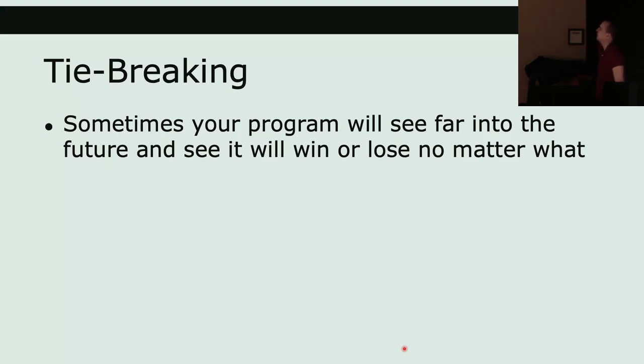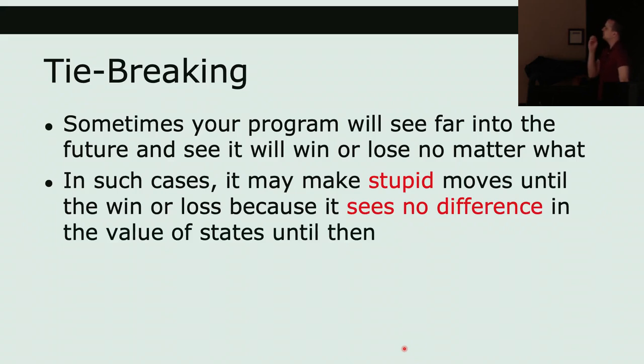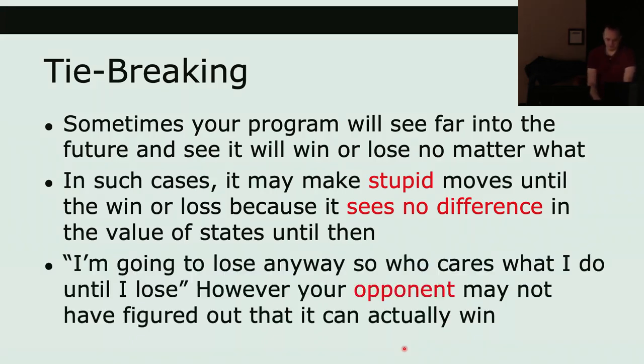And why is that? Well, sometimes your program is looking far into the future, 10, 15, 20 moves if you've programmed it really well. And what it sees is, okay, no matter what I do, I'm in such a good position, I'm going to win. Or no matter what I do, I'm in such a bad position, I'm going to lose. And so in these cases, it might make stupid moves until it gets to the win or the loss, because it sees no difference in the value of the states until then, right? So the bot is kind of thinking, well, I'm going to win or lose anyway, so who cares what I do until I lose?